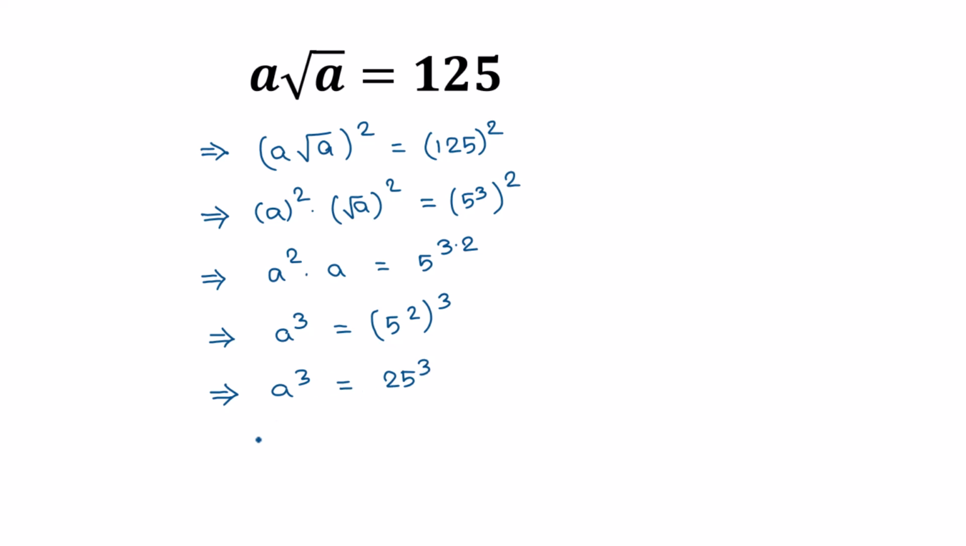Now taking cube root to both sides, we can write cube root of a cube is equal to right side cube root of 25 cube. Now this 3 and this 3 will cancel out and it will be a is equal to the cube root, and this cube will cancel out, and it will be 25. And this is the solution of our given equation.